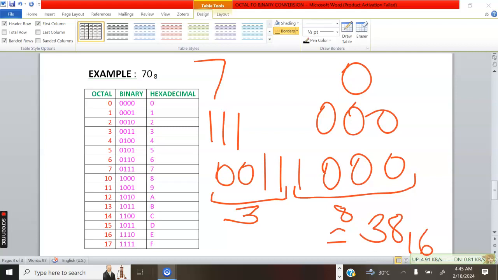So the most important part is to ensure that you are conversant with the table conversion for octal to binary. You can look at the other example, then this particular one where we have the table for conversion for octal, binary, and hexadecimal.